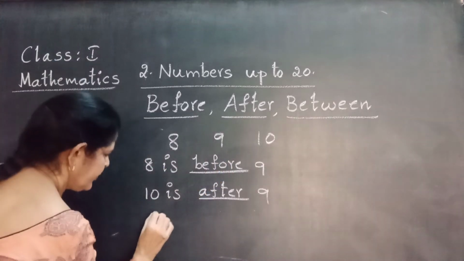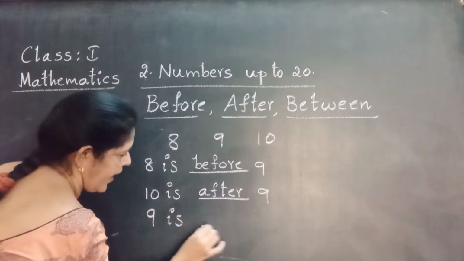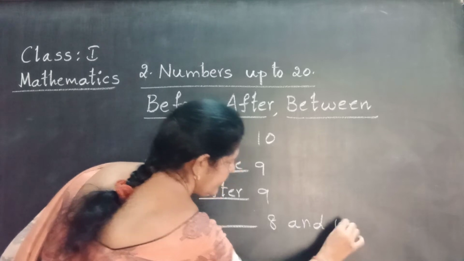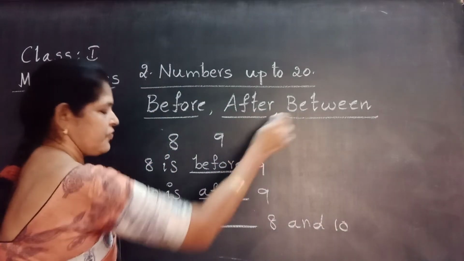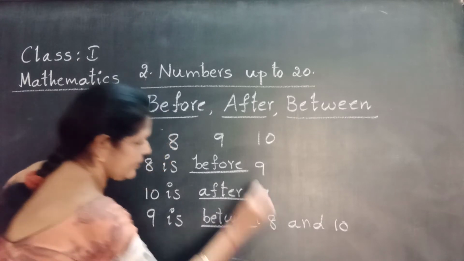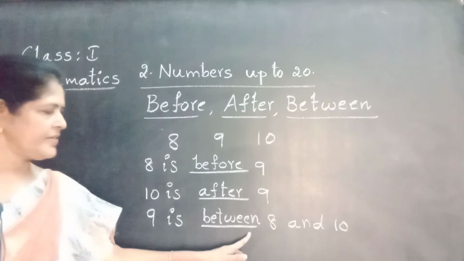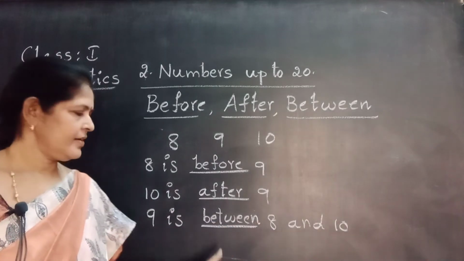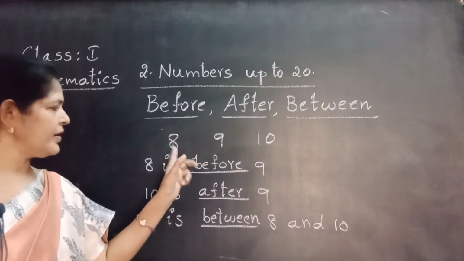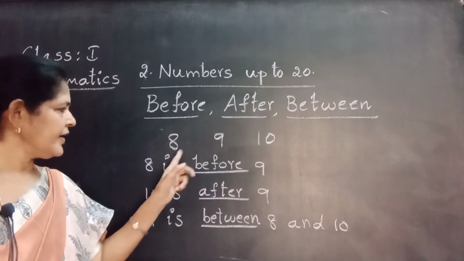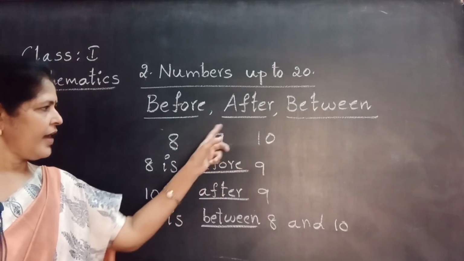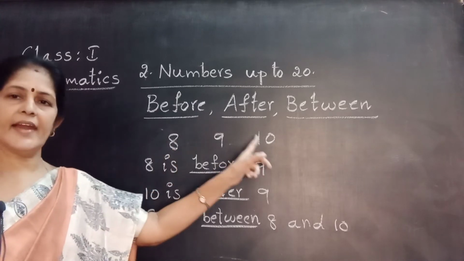Now 9. 9 is dash 8 and 10. Where is 9? Middle. Middle means between. B-E-T-W-E-E-N, between. 9 is between 8 and 10. 8 is before 9. 10 is after 9. 9 is in between 8 and 10. Okay?